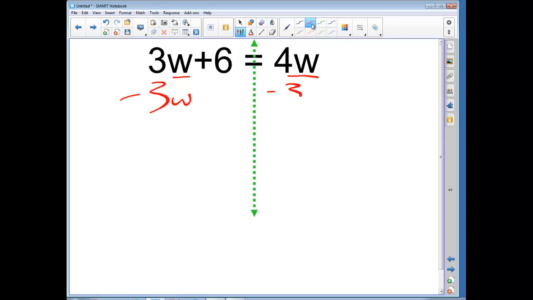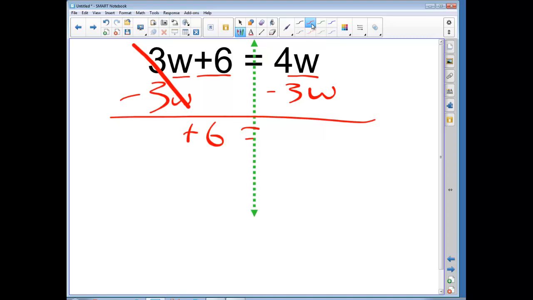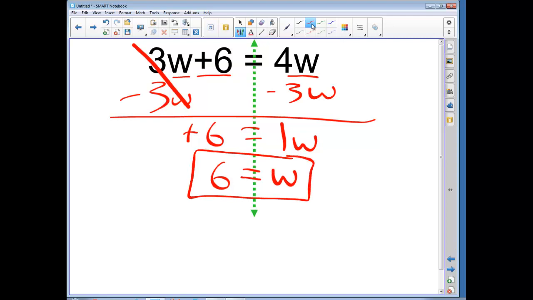3w, subtracting it from both sides. Eliminates here. We have a positive 6, so plus 6 equals 4w minus 3w is 1w. Okay. So I have here 6 is equal to the 1w, so just 6 equals w. That was just a simple one-step solve here.